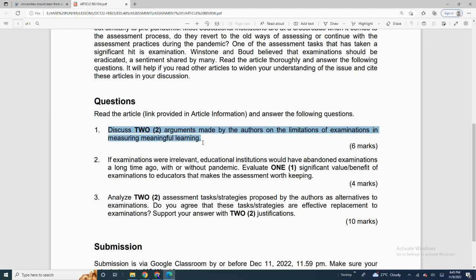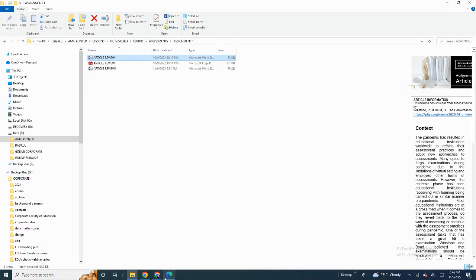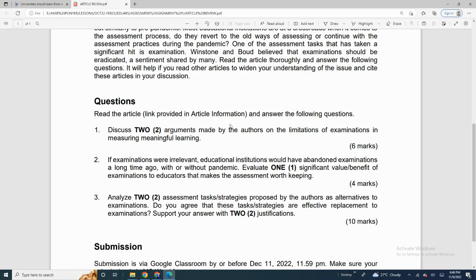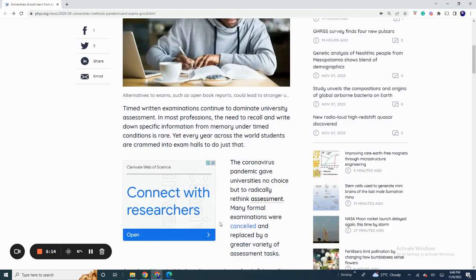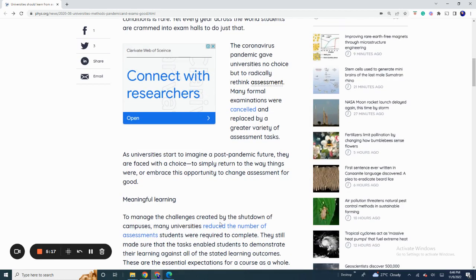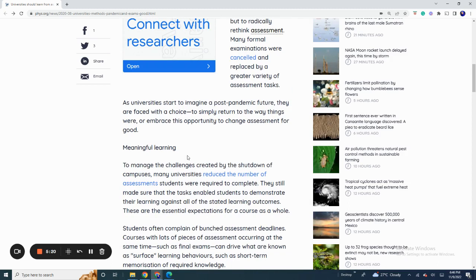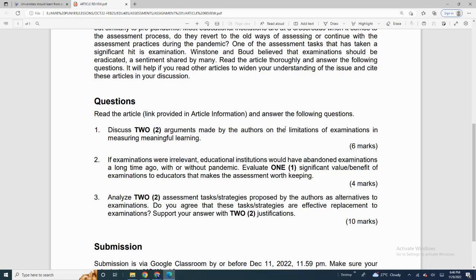Okay, discuss two arguments made by the authors on the limitations of examinations in measuring meaningful learning. Okay, so in the article, let me just get to the article first. Winston and Bout have dedicated one section in the article to meaningful learning. So I'm going to identify just two arguments on how limiting examinations can be, and that will be the basis of your answer for question number one.